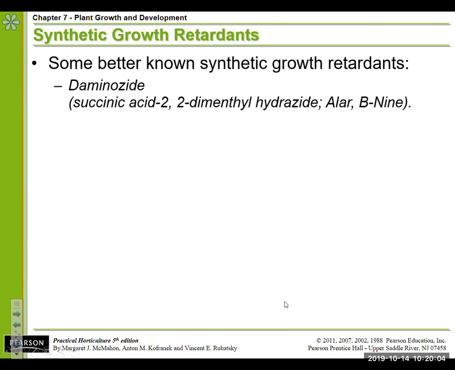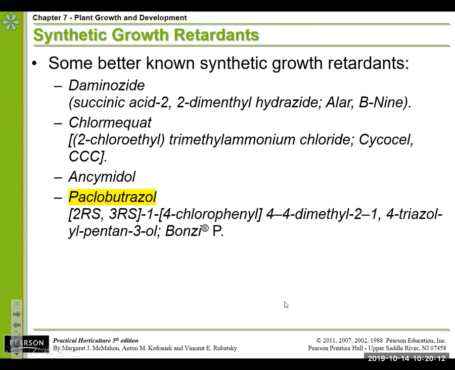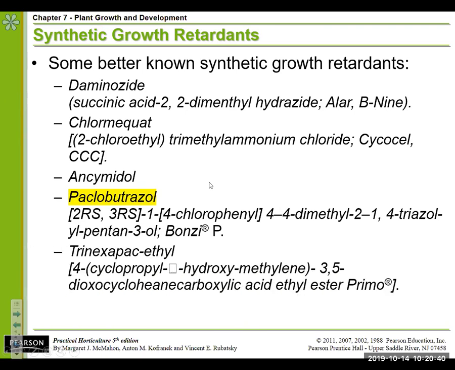So here's just a few of the better known synthetic growth retardants that we use, both the chemicals here as well as their trade name, or the common name of the chemical, followed by the scientific name of the chemical, and then the products that you find them in. So like B9, Cycocel, paclobutrazol, used in bonsai, very important in the ornamental crop production world.